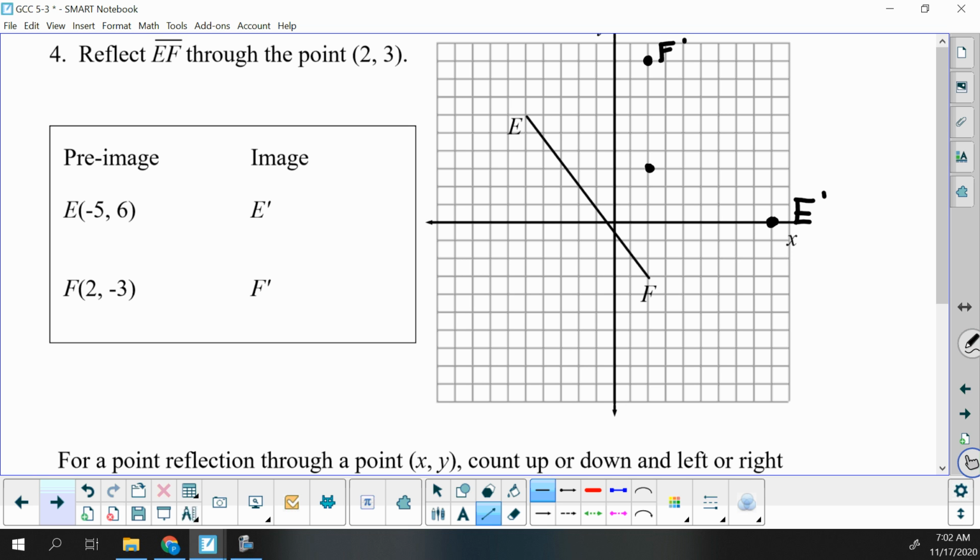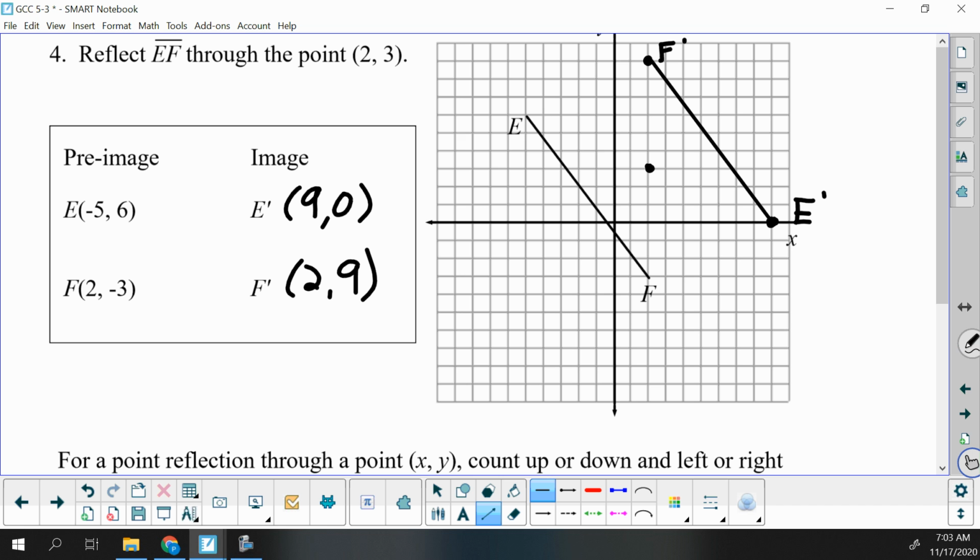We'll connect those 2 points, and that is our image of line EF when it is reflected through the point. E prime, if we count our boxes there, we went 9 to the right and 0 up and down, so we have 9, 0. And F, we went 2 to the right and then 9 up, so we have 2, 9.